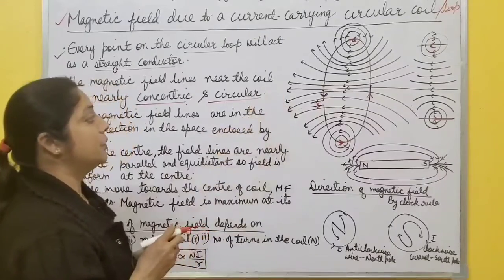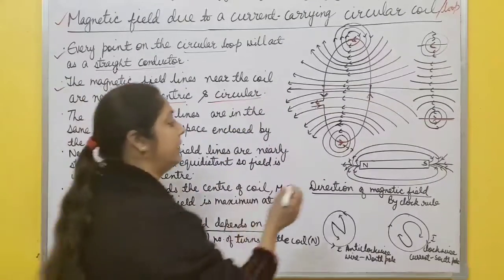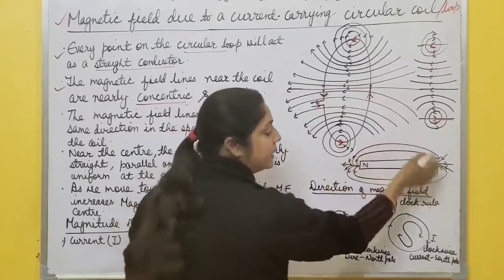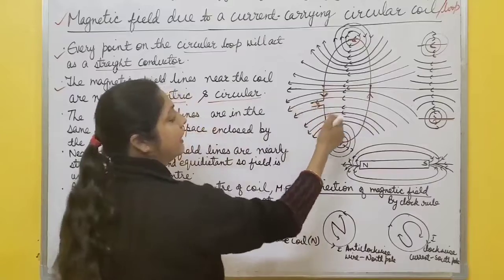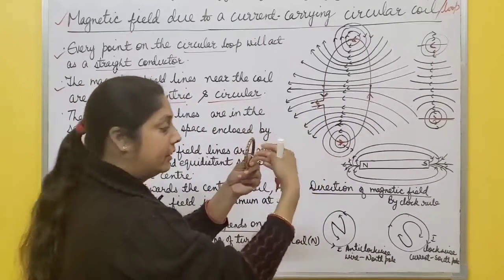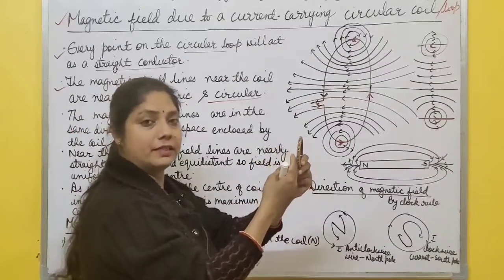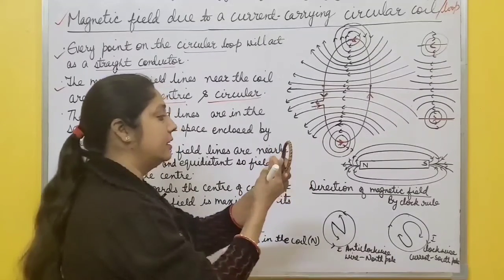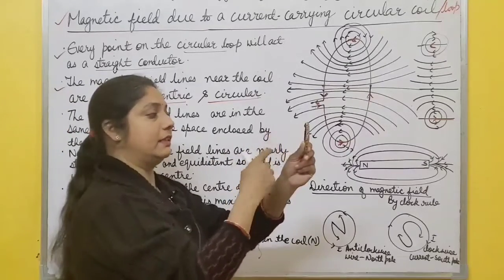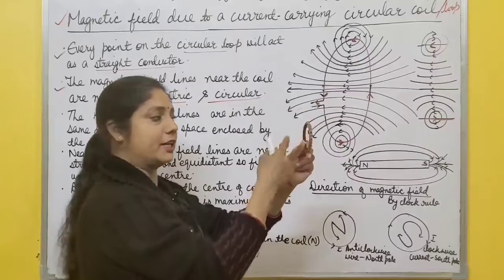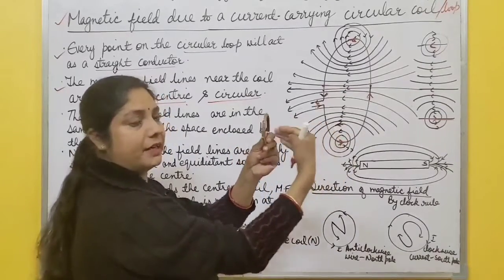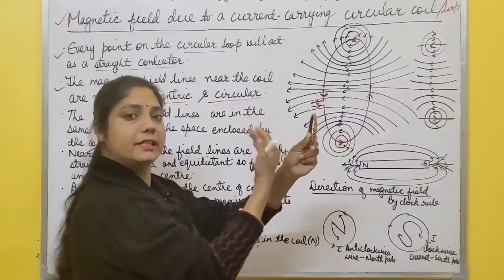Now, you know in the case of a bar magnet, the magnetic field line starts from the north pole and ends at the south pole. In the same way here, at one end all the magnetic field lines enter, and from the other end all the field lines emerge. So for this face, if current is flowing in the anti-clockwise direction, then from the back surface the magnetic field lines enter, and from the front surface the magnetic field lines emerge.